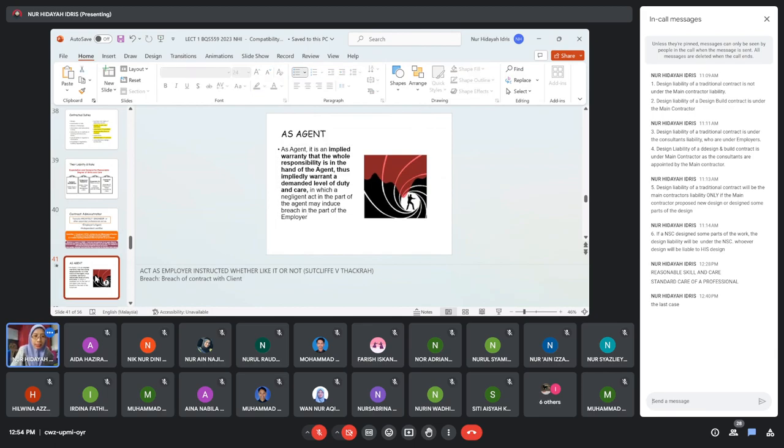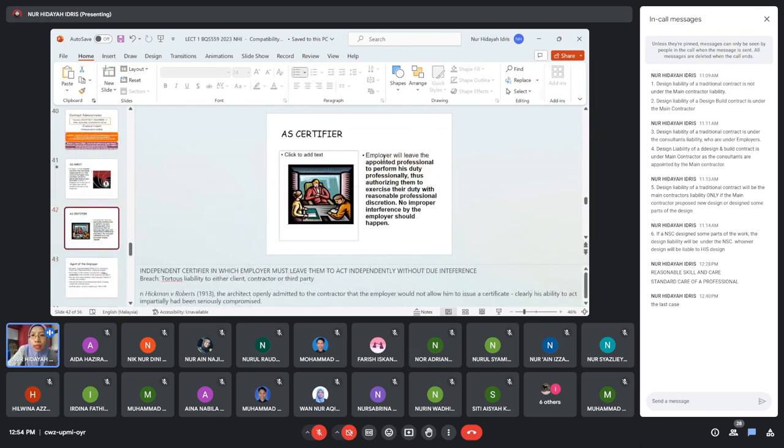Okay, and then kita ada certifier. Employer will leave appointed professional to perform his duty professionally, thus authorizing them to exercise their duty with reasonable professional discretion. No improper interference by the employer should happen. So tadi kalau sebagai agent, okay, kena act according to level of duty and care that it should be demanded. Kalau as certifier, must perform his duty professionally, okay, based on reasonable professional discretion. No interference should be made by the client. So dia tak boleh interfere lah in whatever yang the professional tengah buat. Okay.